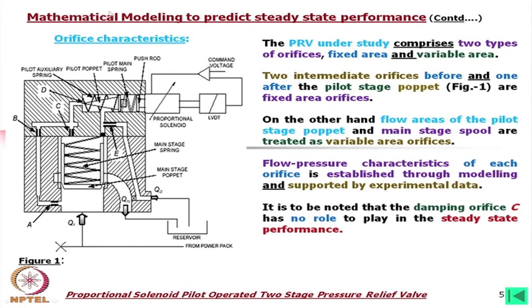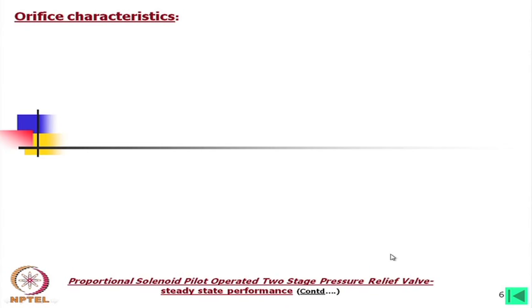Now, this orifice is called the damping orifice, orifice C, and has no role to play on steady state performance. This orifice only, when there are transient or dynamic conditions, then oil flows through this orifice in a reversible flow, and that helps in damping the motion of this main poppet. If we remove this, then you will find it will take much more time to stabilize. However, this has no role on steady state performance. So, we have not studied it here in this analysis.